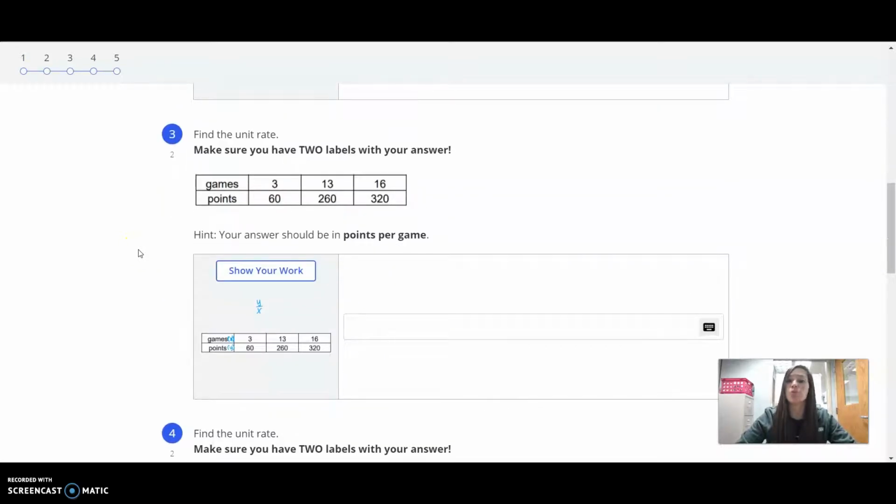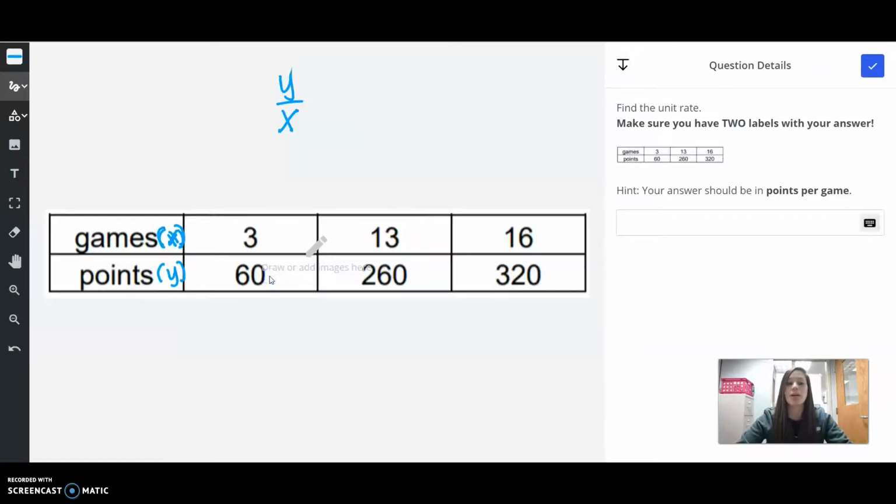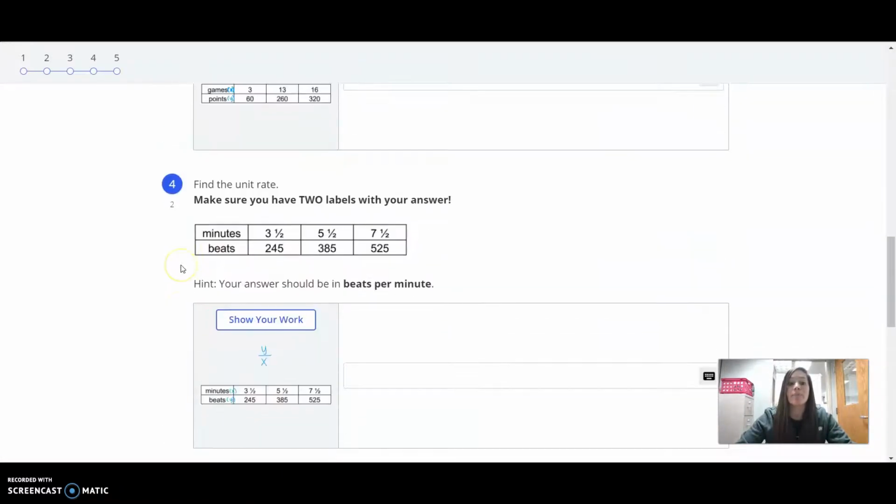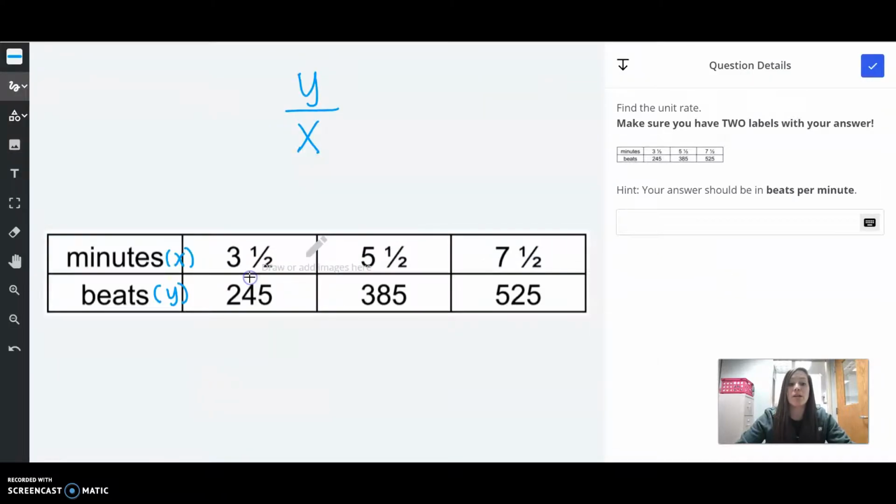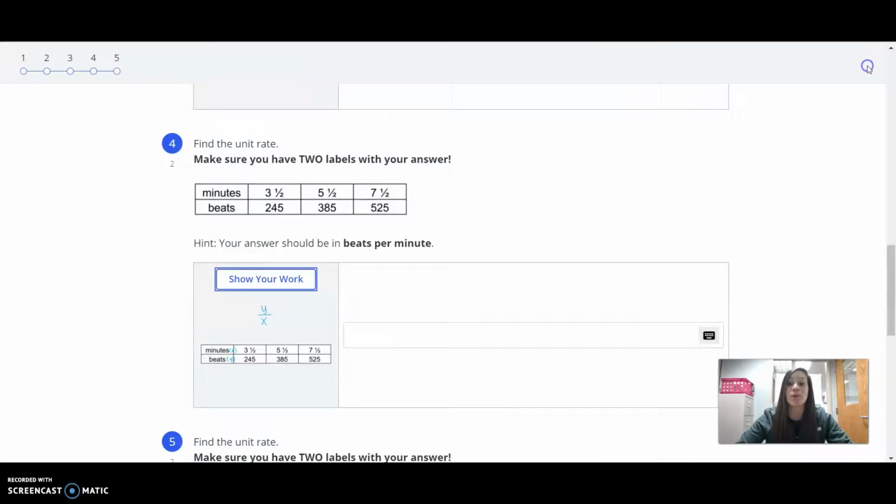For 3 and 4, the tables looked a little bit different. They were vertical instead of horizontal. If you click show your work, I added some notes in there to show you that the games are the X value and the points are the Y value. I reminded you that you do the Y divided by the X when you're finding the unit rate. Same thing for number 4. I made a note here to say that the minutes are the X value and the beats are the Y value, and you're going to do Y divided by X, or Y over X, to find your unit rate.